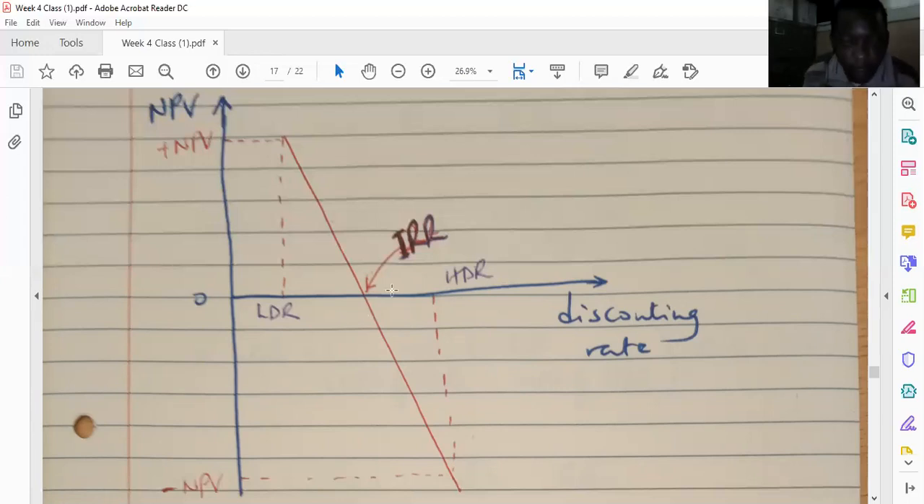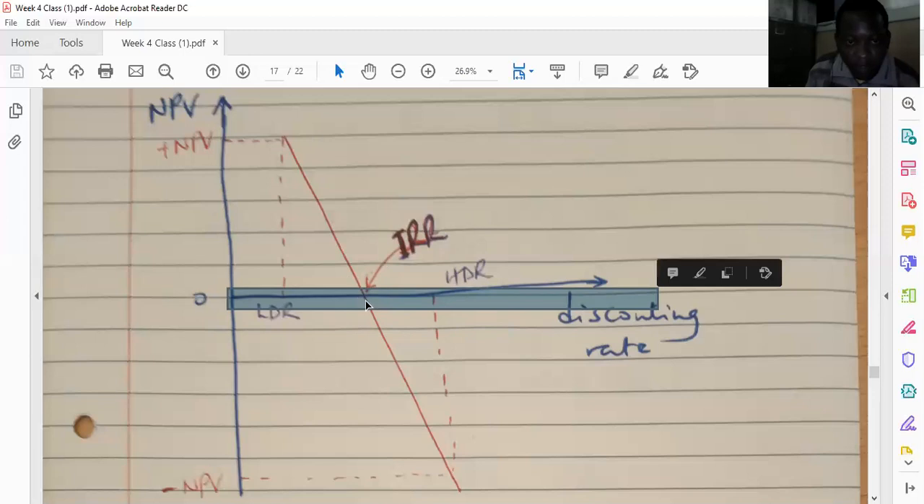And then, as per the definition, this point here where the NPV of the project is 0, we have the internal rate of return. So by definition, we say that the internal rate of return is the discounting rate that yields an NPV that is equal to 0. So on this horizontal axis, we have the discounting rate. So where the NPV is 0, the discounting rate there is equal to the internal rate of return.